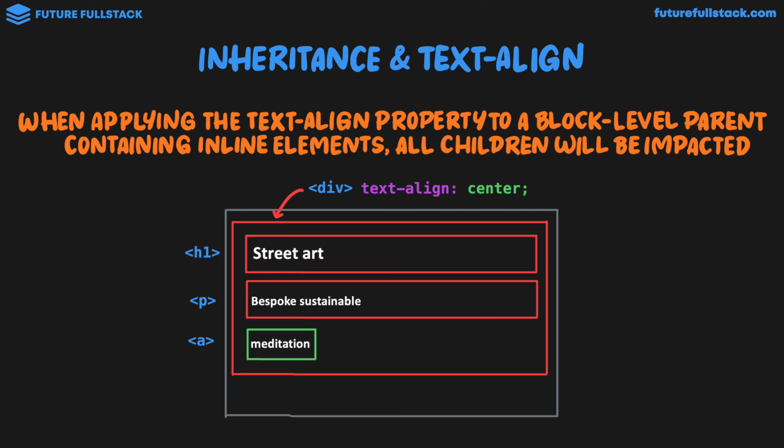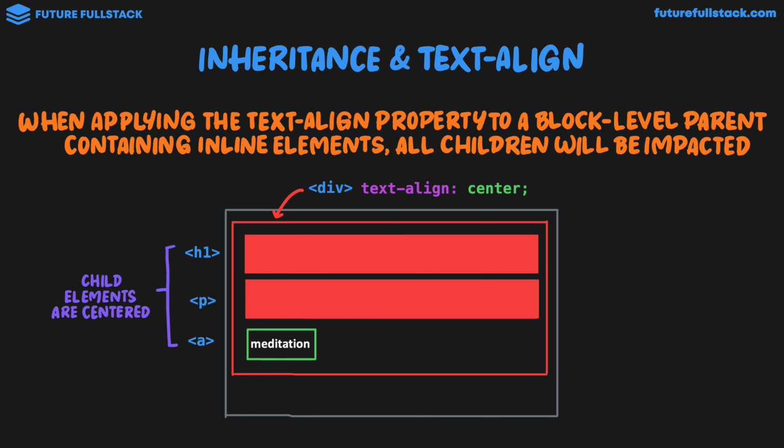The first is that child elements are centered, where the child elements here are the heading 1, paragraph, and anchor tag. To really highlight this point, I kind of want to move away from these elements. I'm going to fill in the block elements like this, and I'm going to fill in the inline element like this.